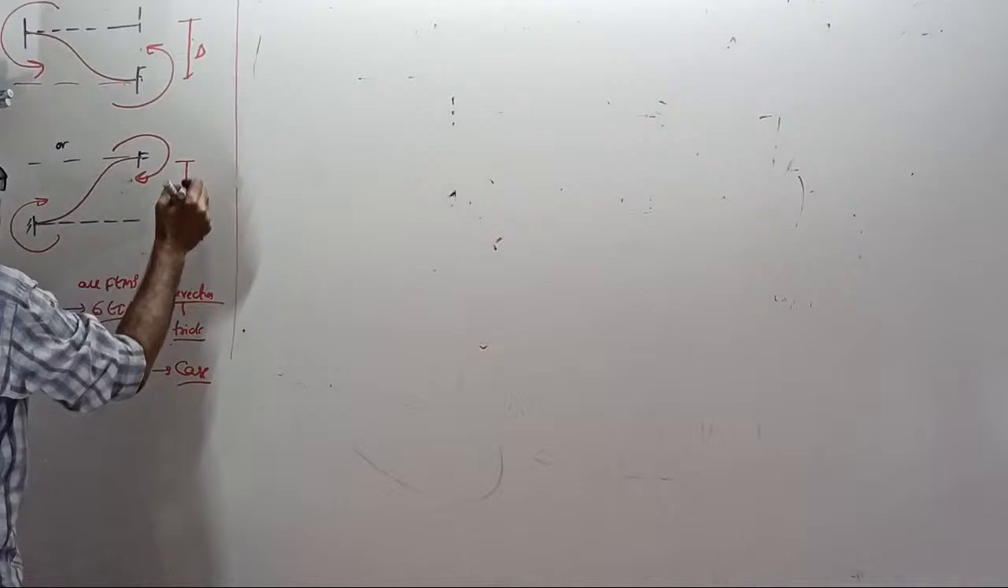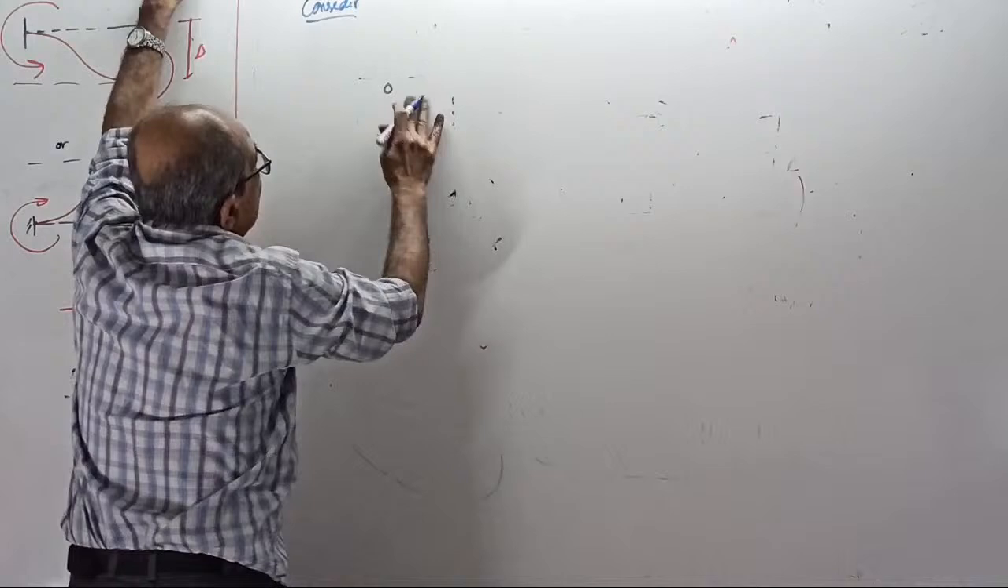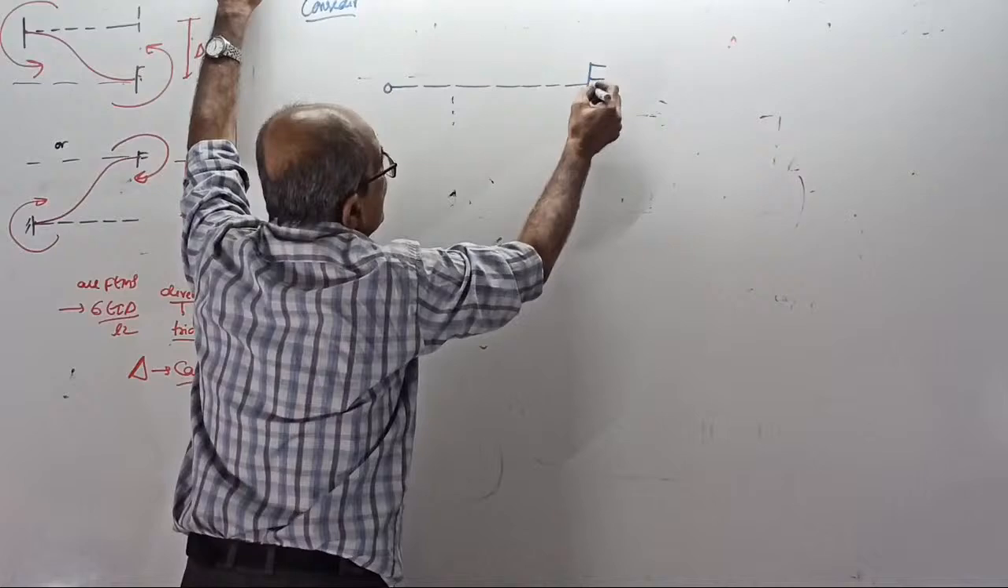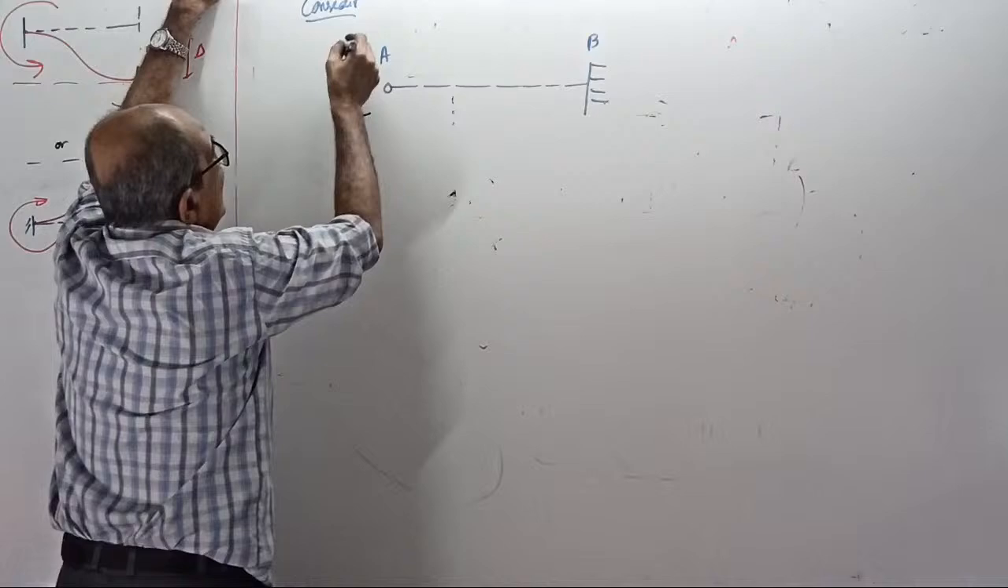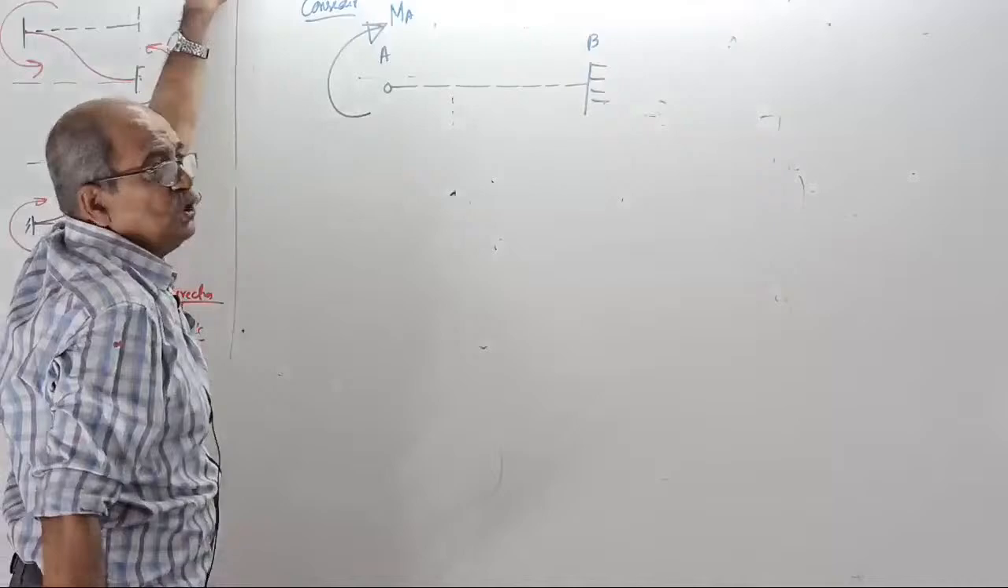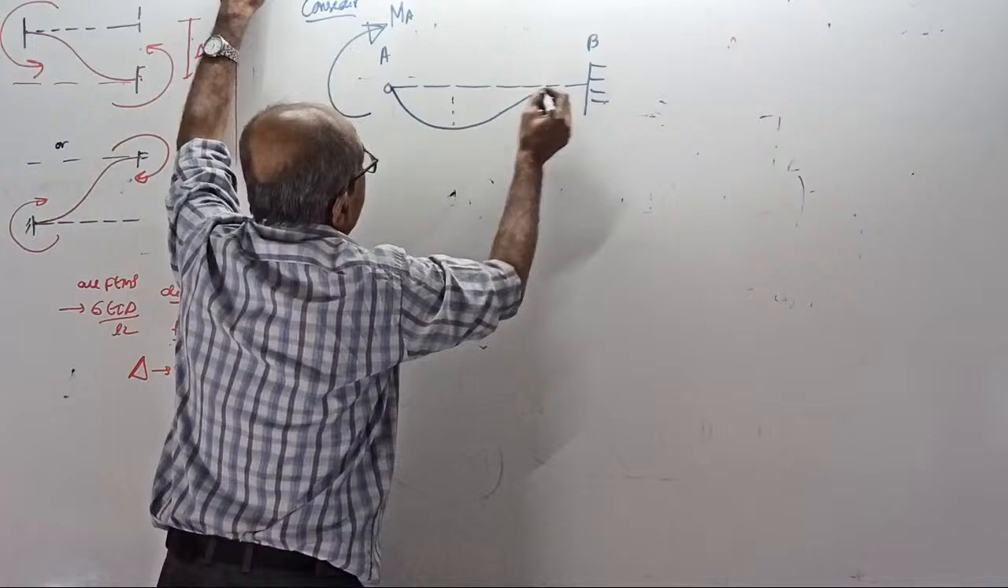Imagine, consider a case, you should write: one pinned end and the other fixed end. Pinned or simple support. I will call them A and B. Now, see, I will apply a moment MA here, so that this will rotate by theta A. If I apply a moment here, this will rotate in the clockwise direction. Elastic curve goes this way. I'll use red color for the elastic curve.